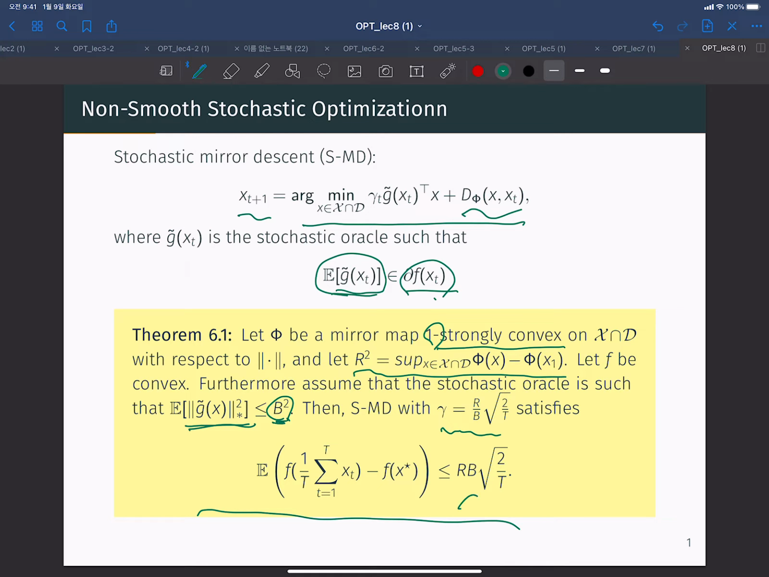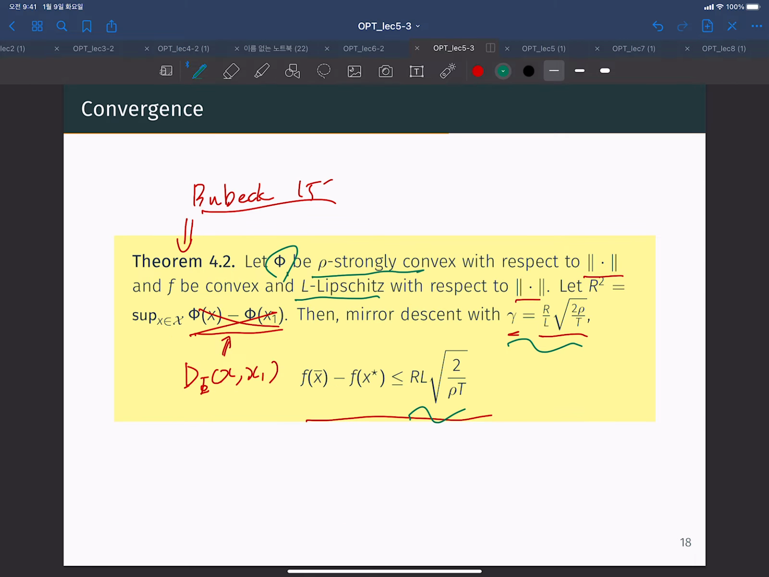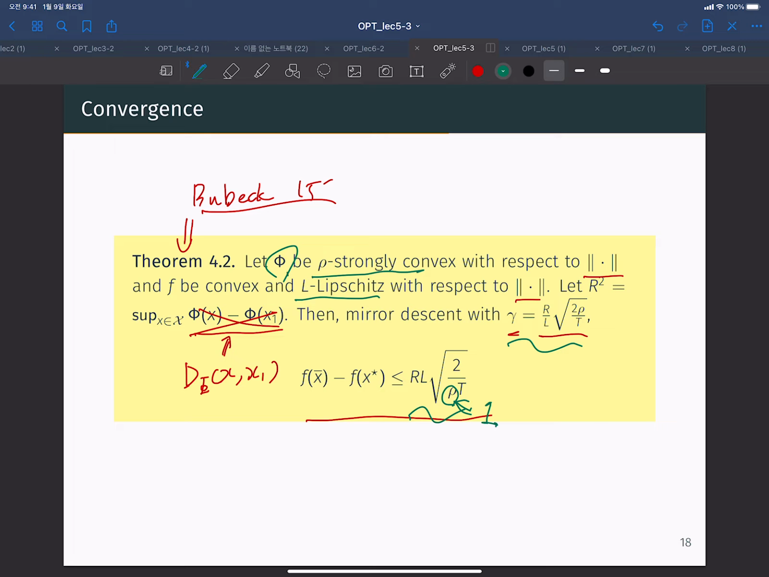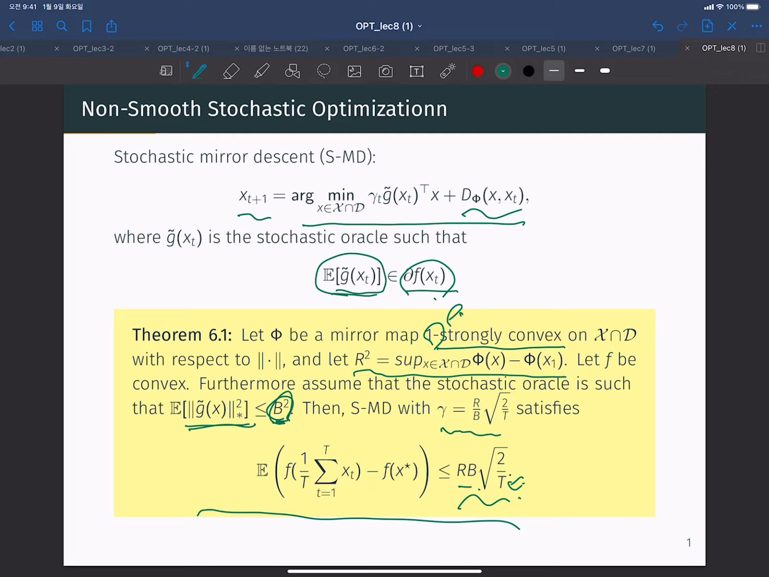The result is also almost the same. We have an L B square root 2 over capital T upper bound, whereas in the previous case we have R L square root 2 over rho capital T, but here we replace rho by just the constant 1. If we use the rho strongly convex condition, then we have rho in the denominator like before, so that is basically the same. And we replace Lipschitz continuity by the B square upper bound, so we basically have the same result.